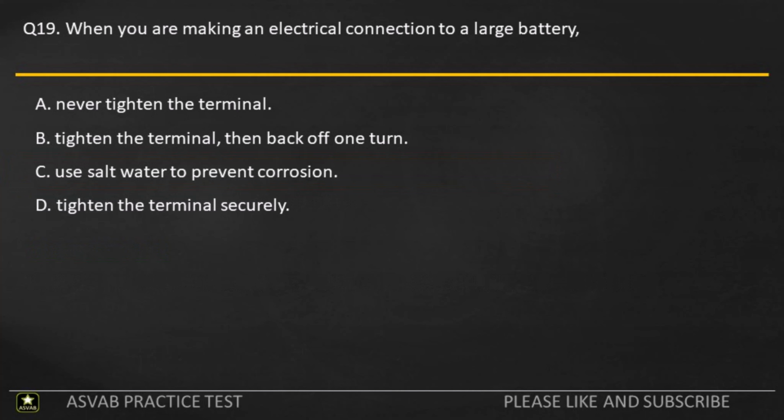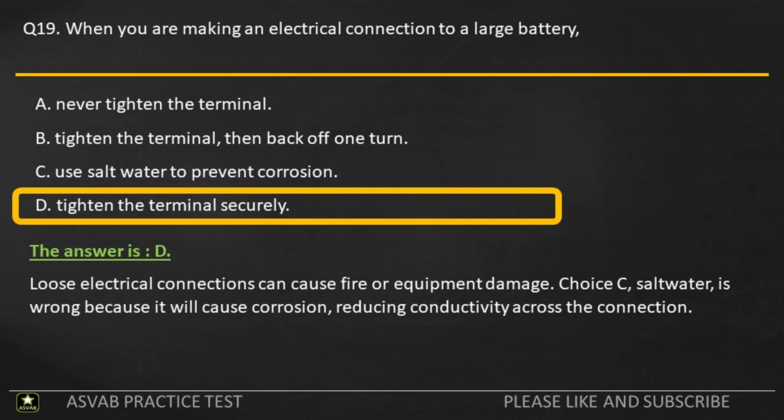Q19. When you are making an electrical connection to a large battery, A. Never tighten the terminal, B. Tighten the terminal, then back off 1 turn, C. Use salt water to prevent corrosion, D. Tighten the terminal securely. The answer is D. Loose electrical connections can cause fire or equipment damage. Choice C, salt water, is wrong because it will cause corrosion, reducing conductivity across the connection.